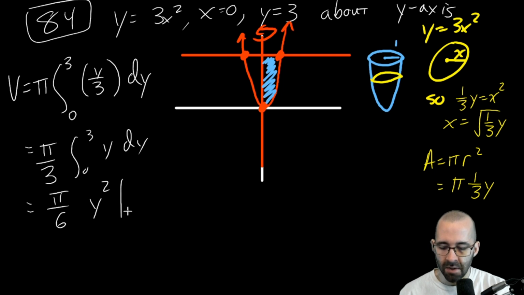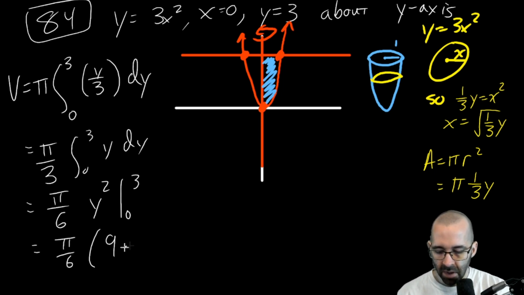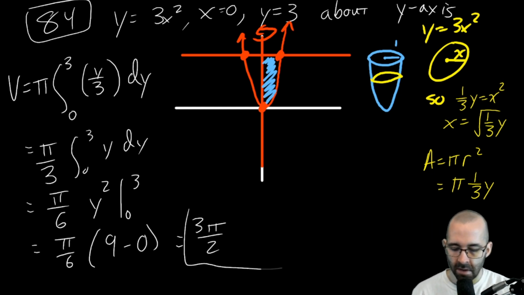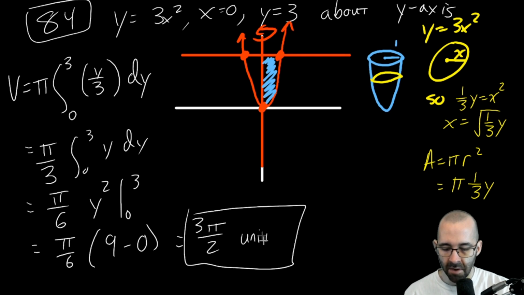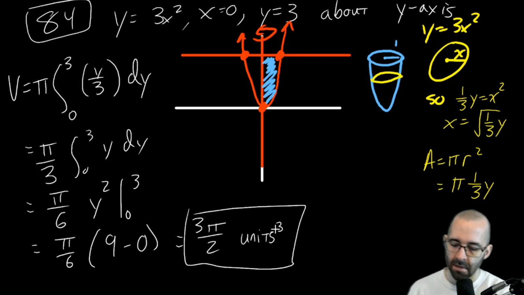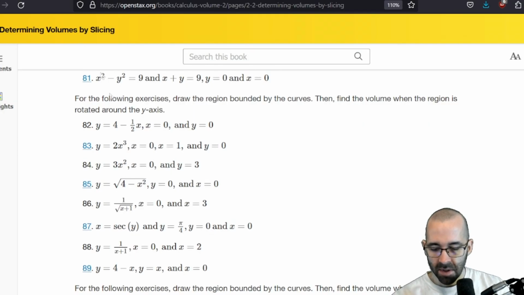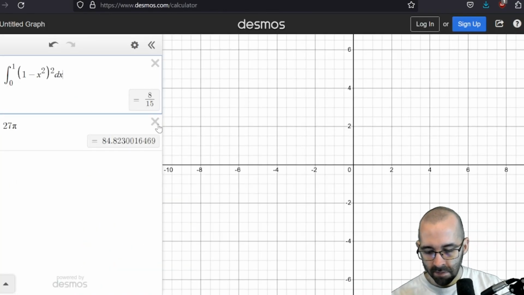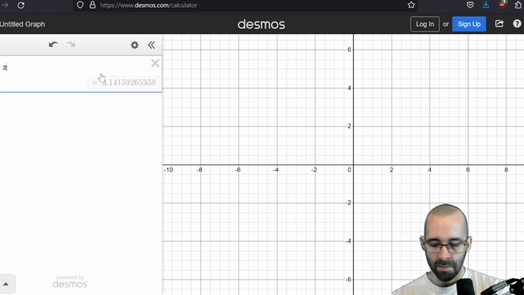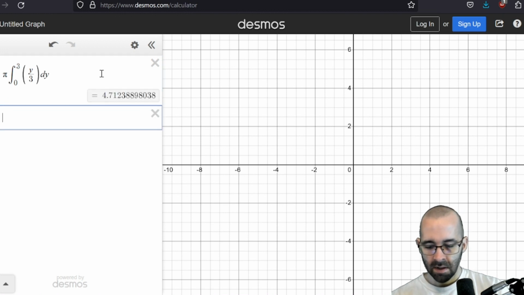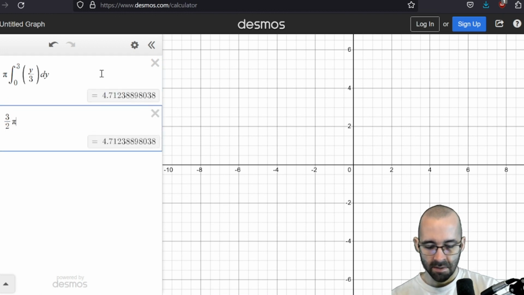We can factor out the 2 as well. From 0 to 3, we'll get 9 minus 0. It'd be 3 pi over 2 units cubed as our answer. You can check your answer again, like on Desmos or something. Right, pi times the integral from 0 to 3 of y over 3 dy. Hopefully that is 3/2 pi.